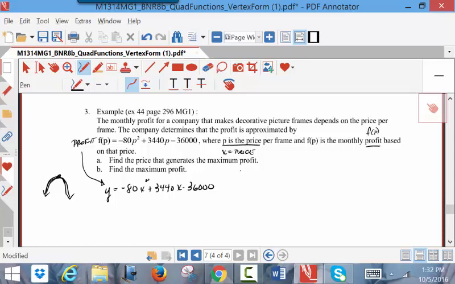Okay, so here we go. To get the x value of my vertex, it's negative b over 2a. So this is negative 3440 over 2 times negative 80. A negative over a negative is a positive, so this becomes 3440 divided by 160, which is 21.5. That's the x value of my vertex.